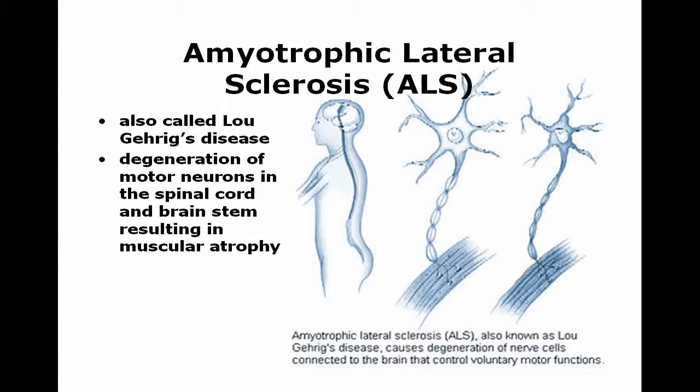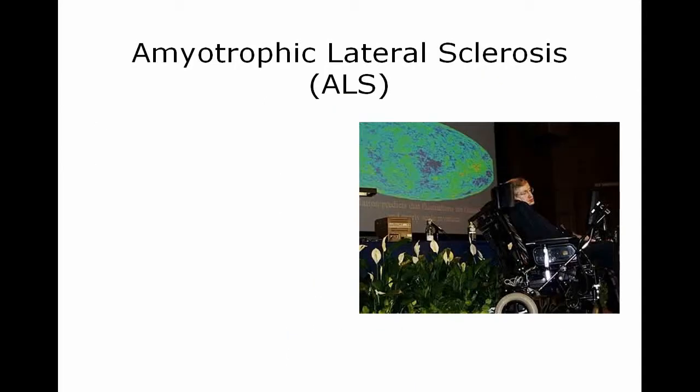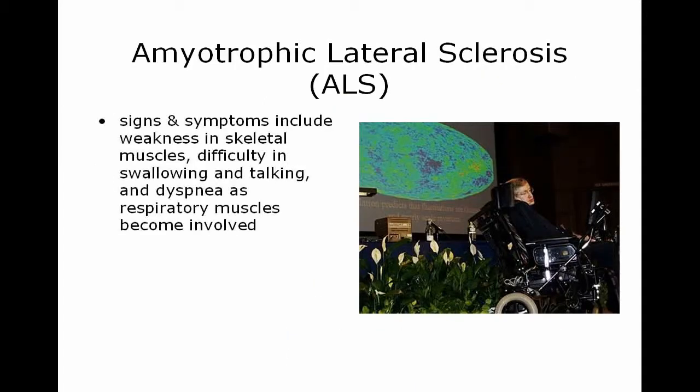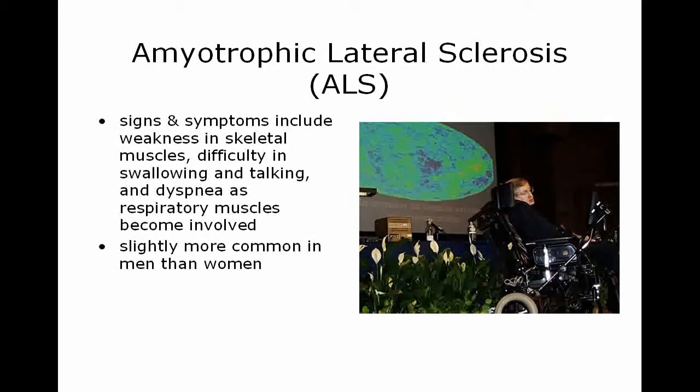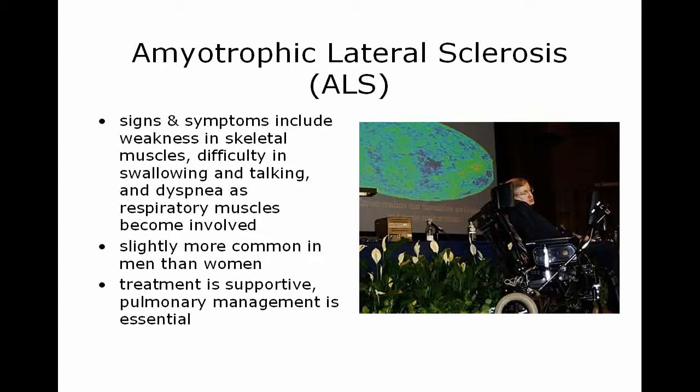Results in muscular atrophy. The muscles just deteriorate because they're not getting any stimulation from the nerve cells. Signs and symptoms include weakness in skeletal muscles, difficulty at first in speaking, swallowing. They'll develop dyspnea because the respiratory muscles become involved. Slightly more common in men than women, and unfortunately the treatment is only supportive, just trying to support the person as far as the respiratory problems they have.